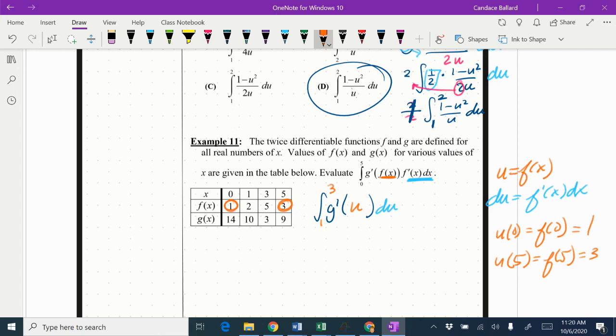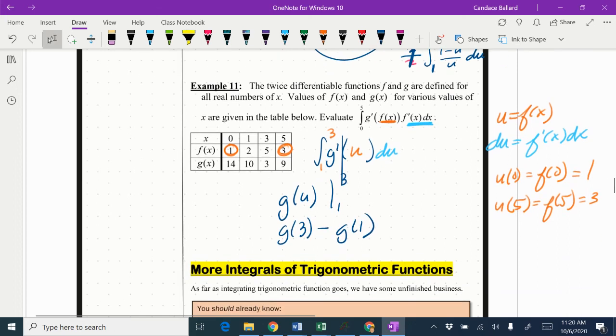And we actually have to keep going until we have it evaluated. So I'm now going to integrate it. When I integrate g prime, I get back to g of u, and I'm going to go from 1 to 3. So we're going to plug in the 3: g of 3 minus g of 1. I'm going to use the table to figure those out. g of 3 in the table is 3. g of 1 in the table is 10. So it looks like my answer is -7.